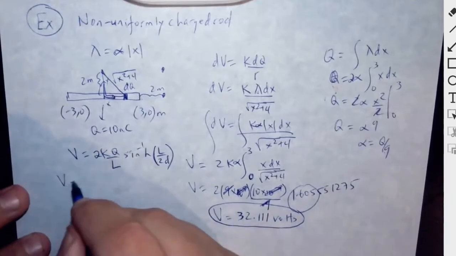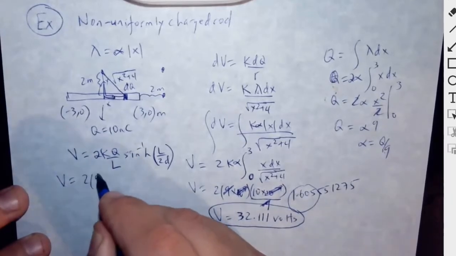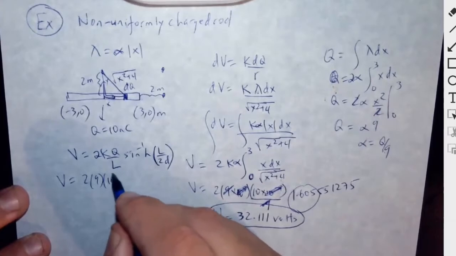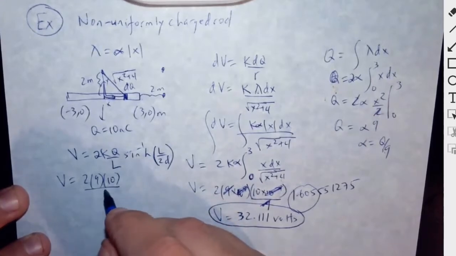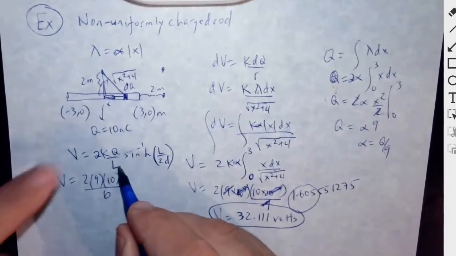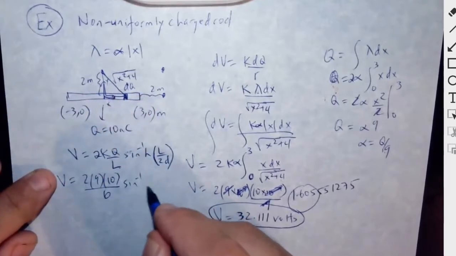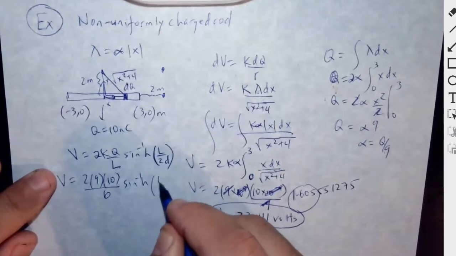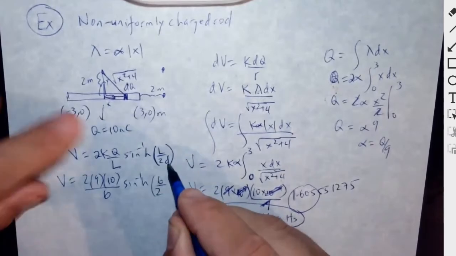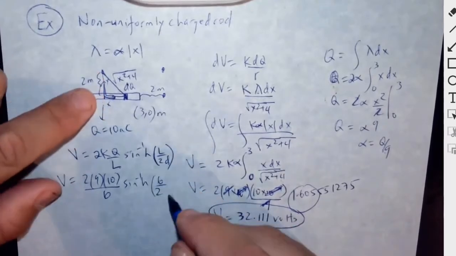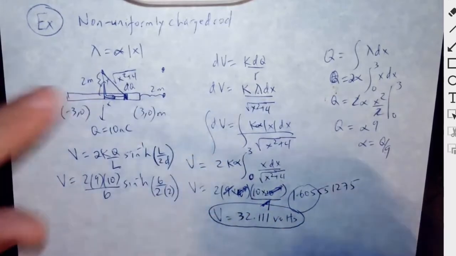So now we could just put 2 times 9 times 10 to the 9th, then 10 nanocoulombs over the length, which is 6 meters for the total length of the rod, times sine inverse hyperbolic of 6 over 2, and then D is 2 meters. Okay.